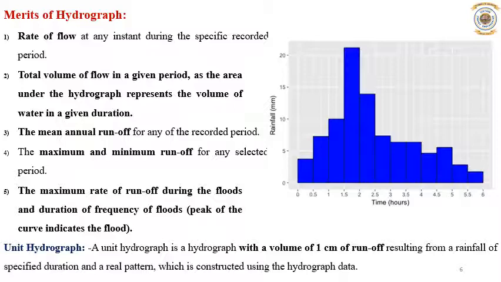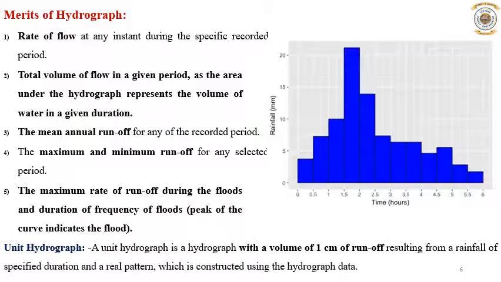Okay, so thus a unit hydrograph may be defined as a hydrograph which represents unit runoff resulting from an intense rainfall of unit duration and specific areal distribution. Or a unit hydrograph is a hydrograph with a volume of 1 centimeter of runoff resulting from a rainfall of specified duration and areal pattern, which is constructed using hydrograph data.